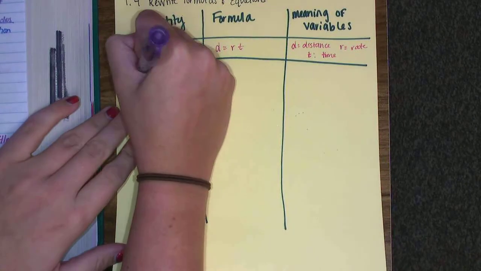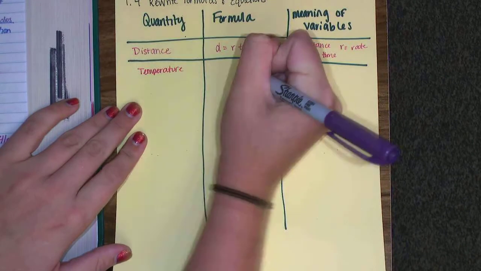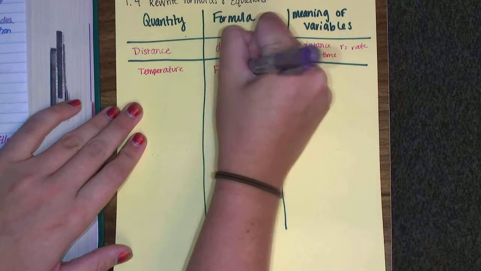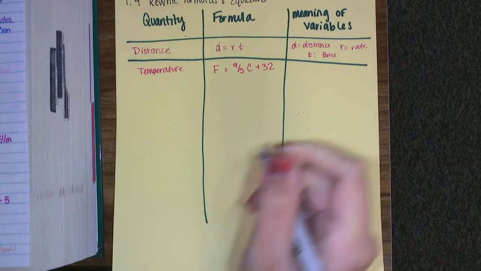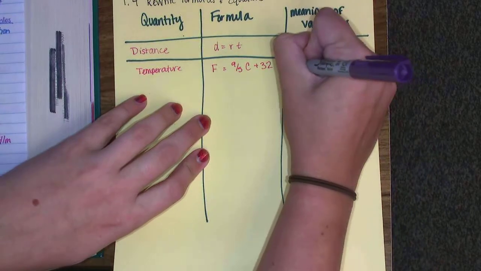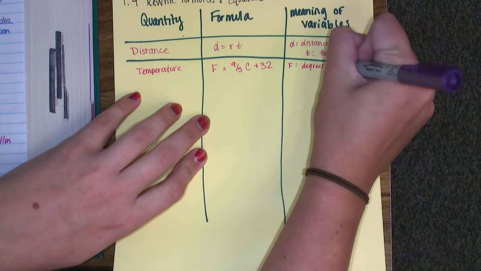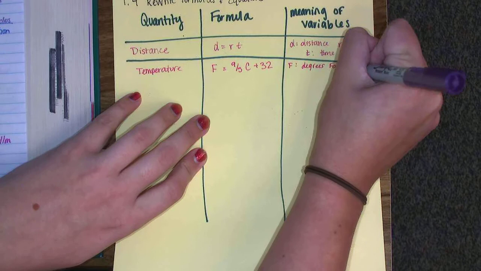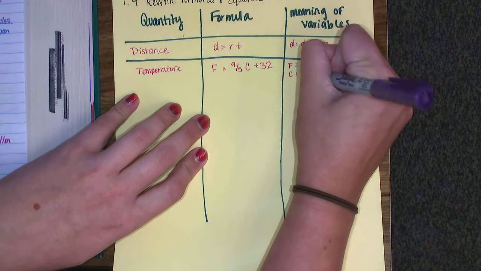Next we have temperature. And this formula is F is equal to 9/5 C plus 32, where F is degrees Fahrenheit. I always spell this wrong. Fahrenheit. And C is degrees Celsius.